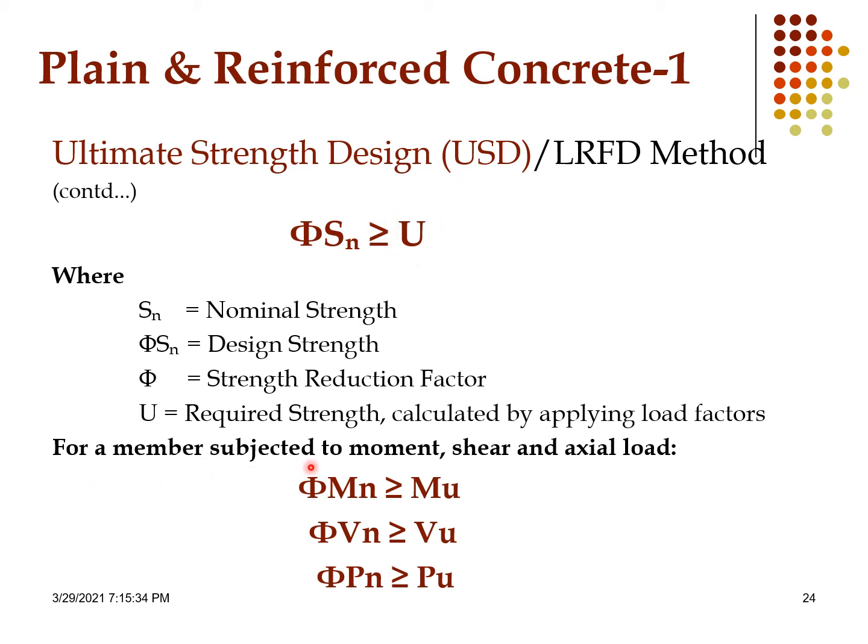So for members subjected to moment, shear and axial load, phi Mn needs to be greater than or equal to Mu. Phi Vn needs to be greater than or equal to Vu. Phi Pn needs to be greater than or equal to Pu. So M is basically moment, V is shear and P is axial load.